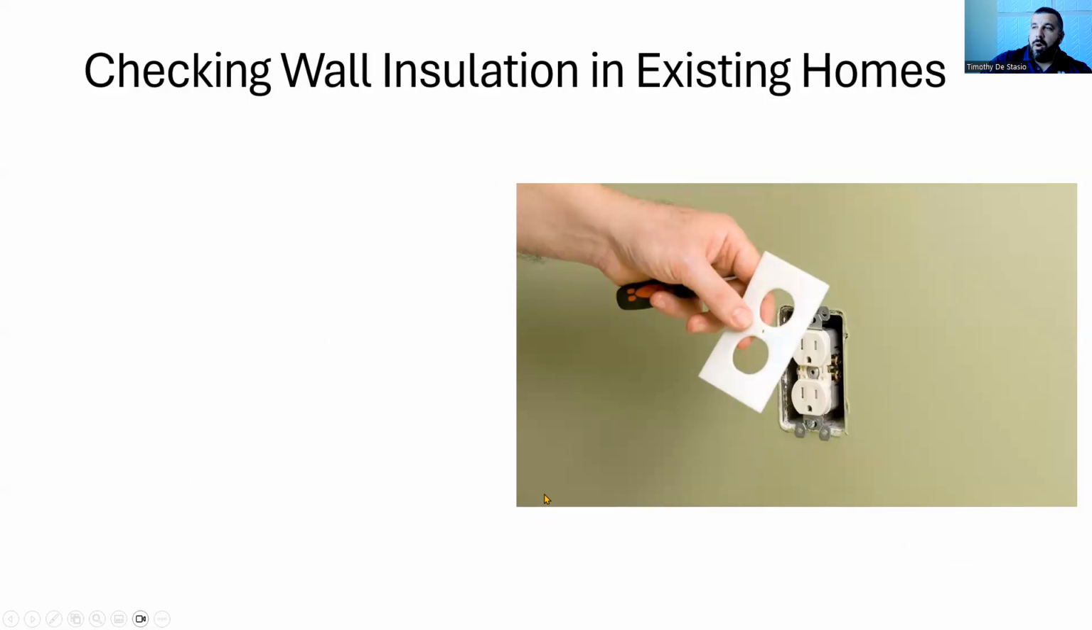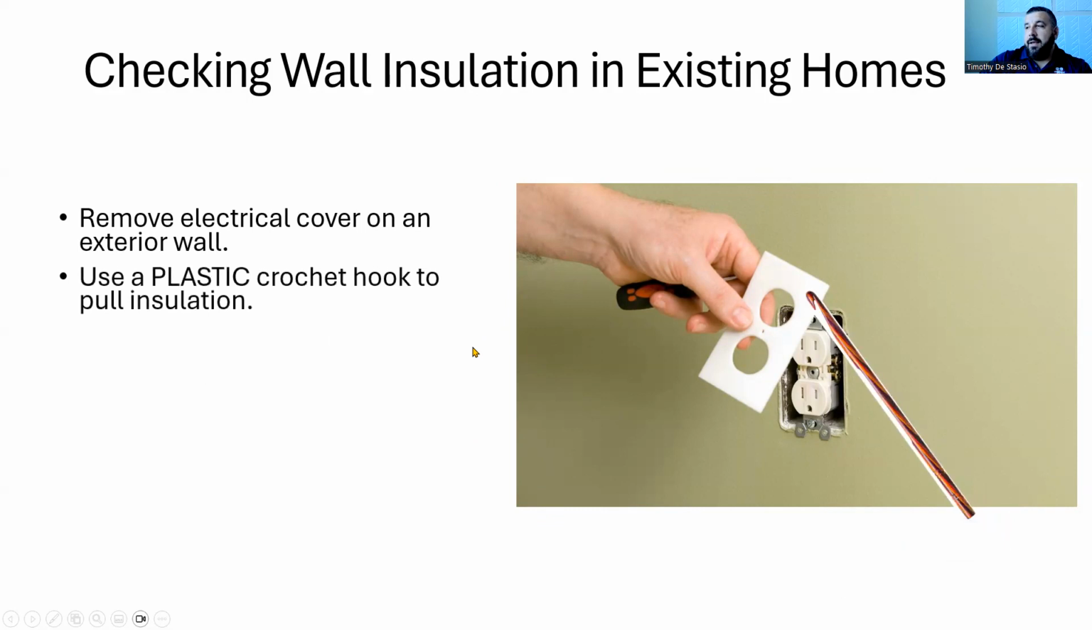If you need to check what the wall insulation value is in an existing home, go to an exterior wall, remove your electrical outlet cover, and then using a plastic, and I want to reiterate, a plastic crochet hook, see if there's any insulation there. You can pull on it, you can see what kind of insulation it is. And then you can also use some guides here.